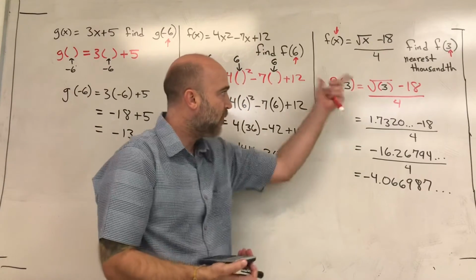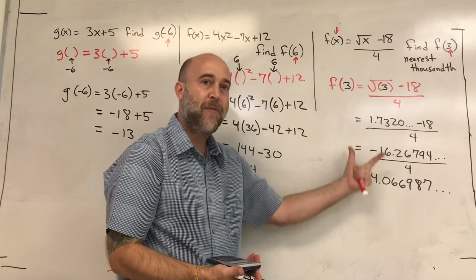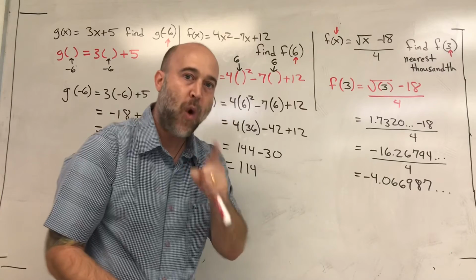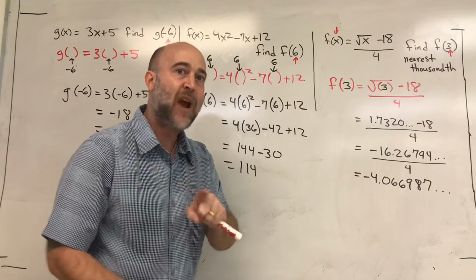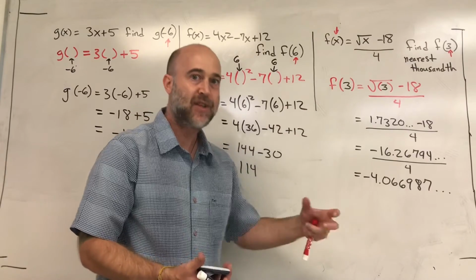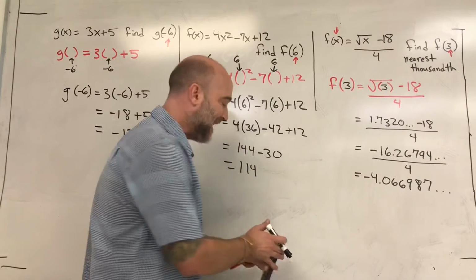So notice if I had rounded somewhere in here, it would have affected the rest of the answer. One of the unspoken rules in math is you only round at the end. You round when you're done completing all your calculations. Otherwise, it's going to affect it somewhere along the line. Only round at the end.